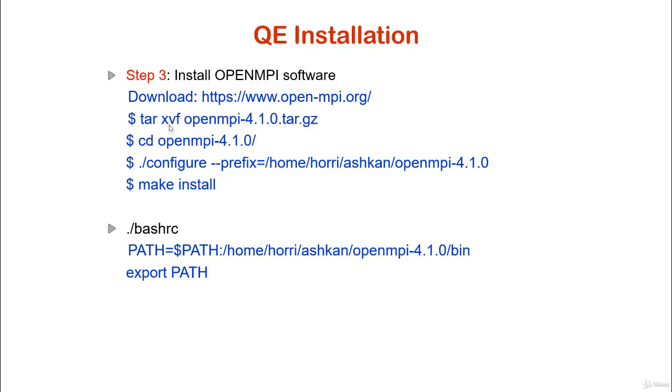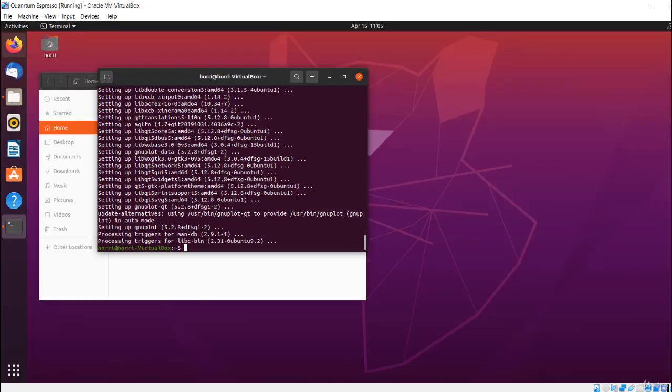By the first command, the OpenMPI is extracted. By second command, we enter the folder. By third command, we specify the prefix, the directory that OpenMPI is installed, and at fourth command, we install it. To do this, I refer to OpenMPI webpage.